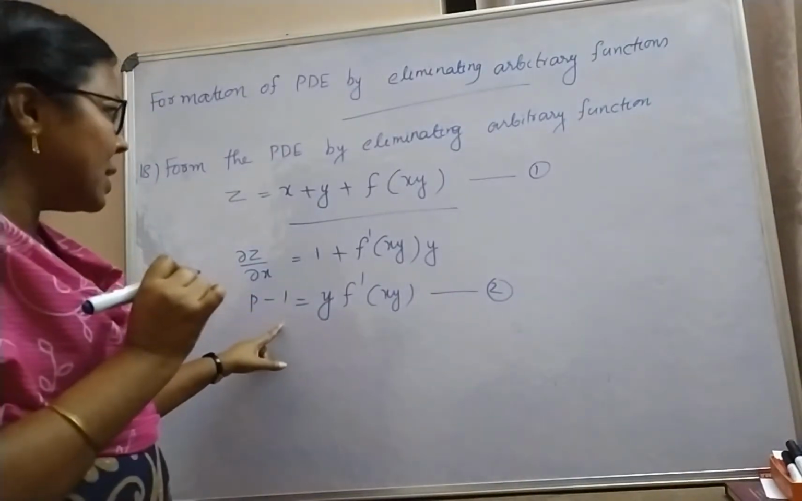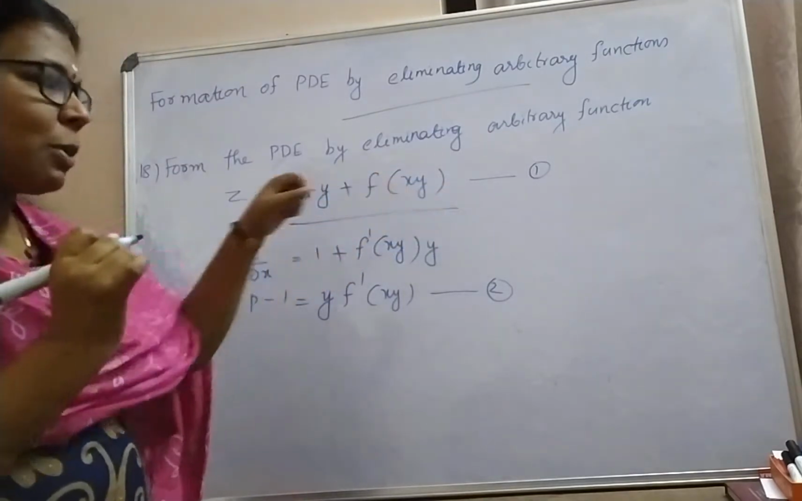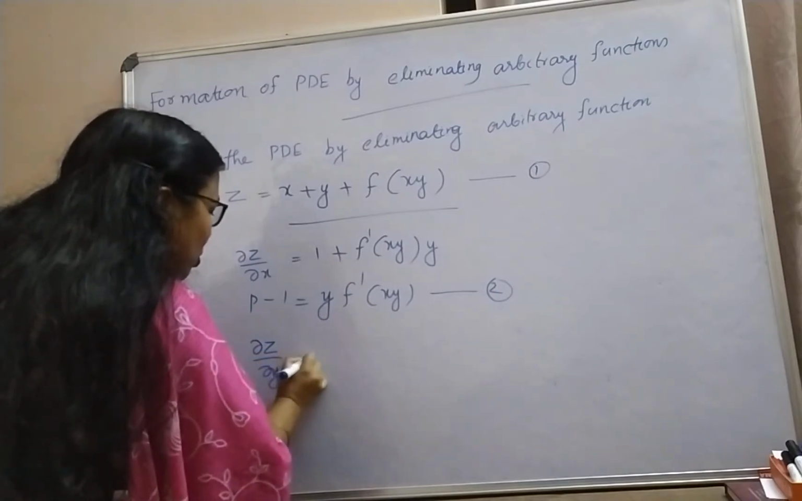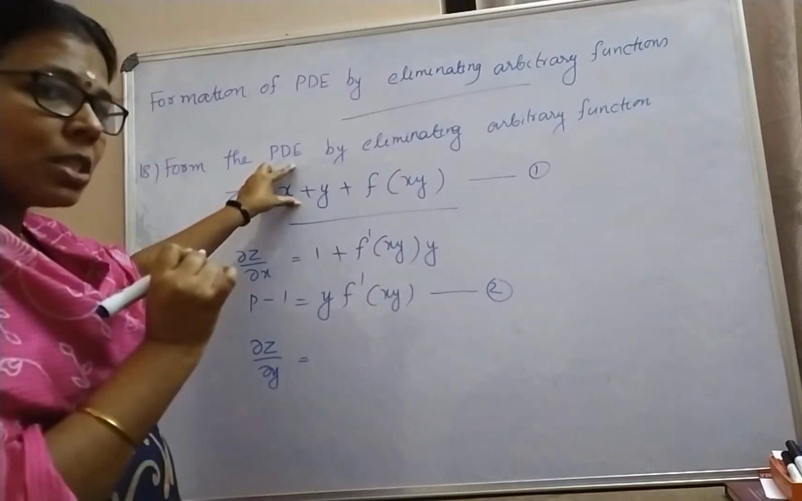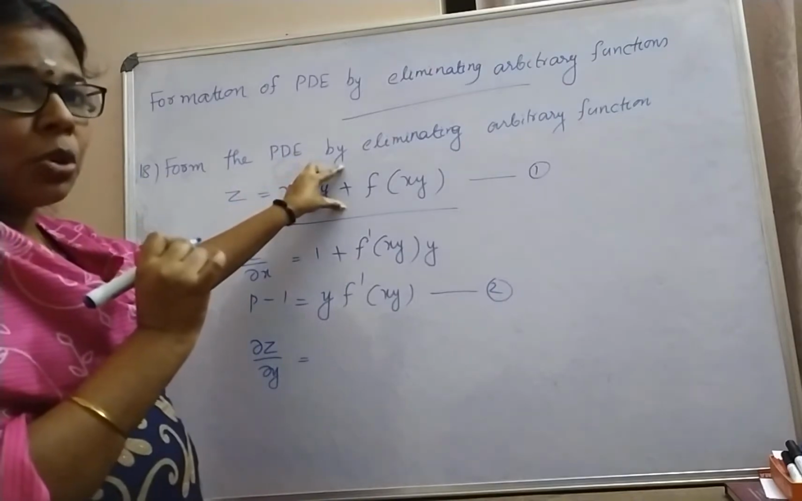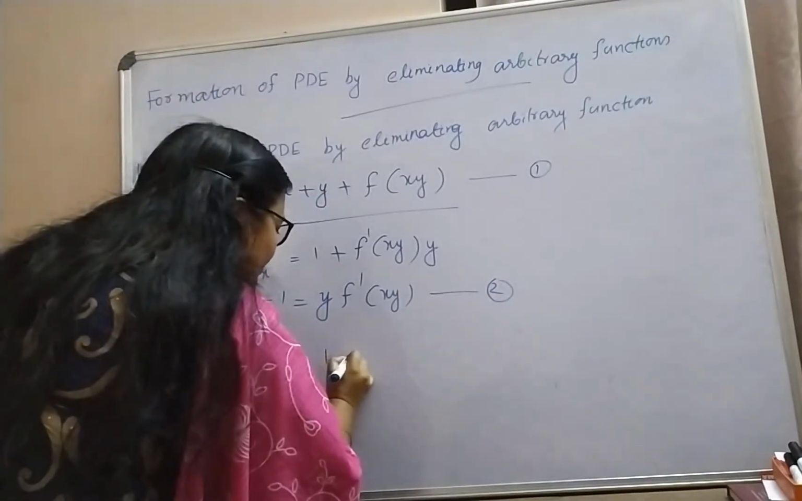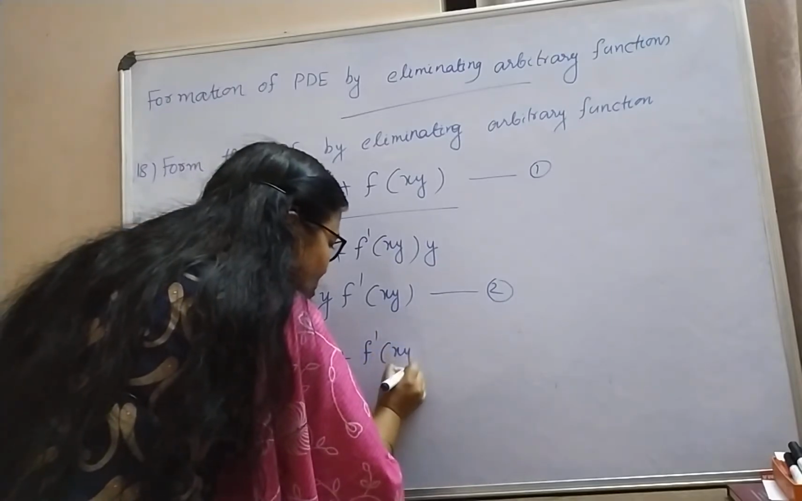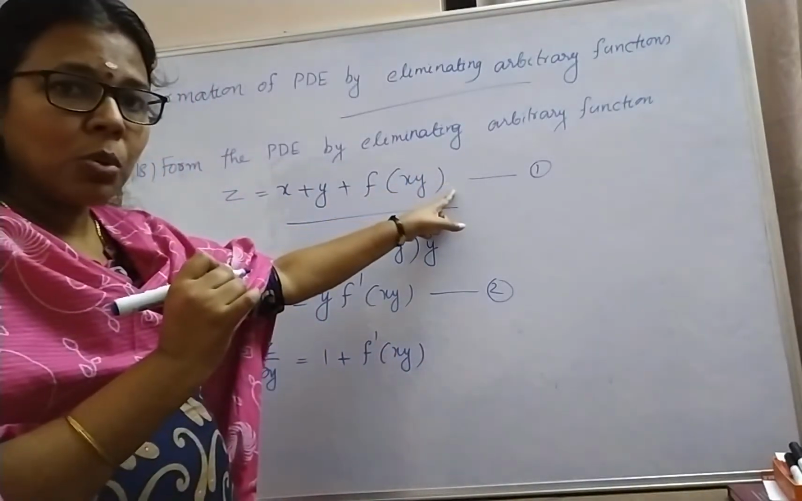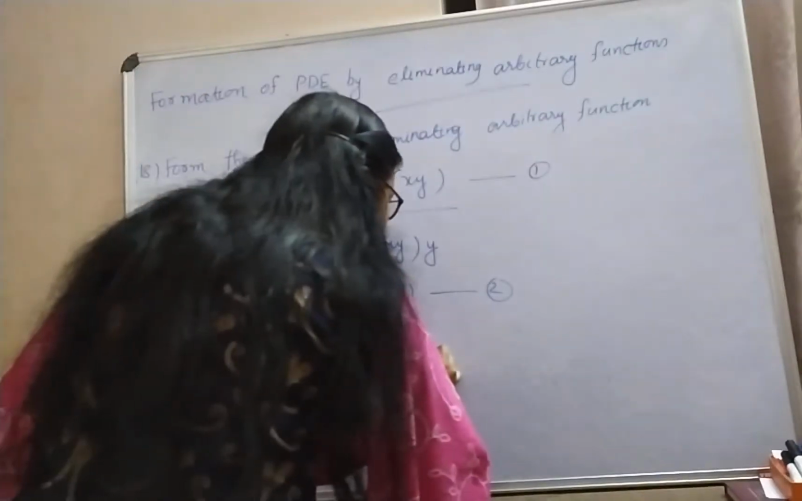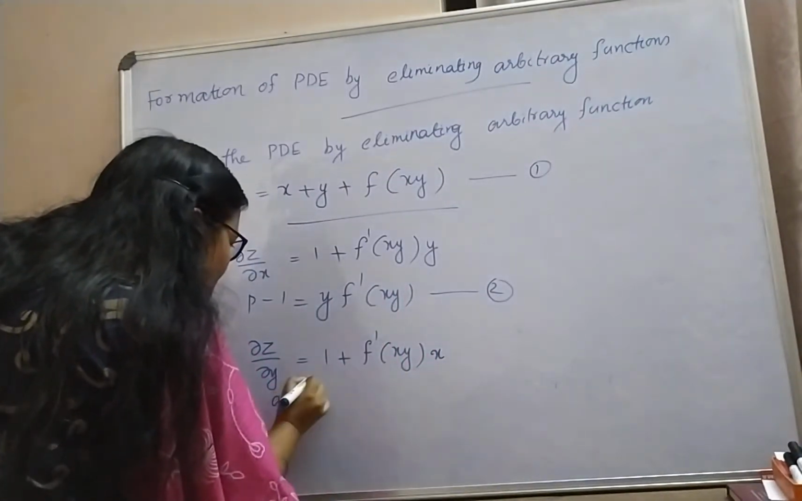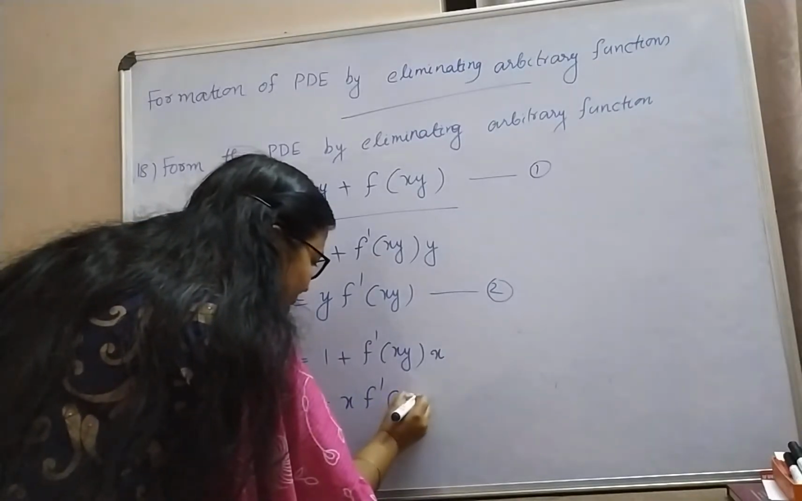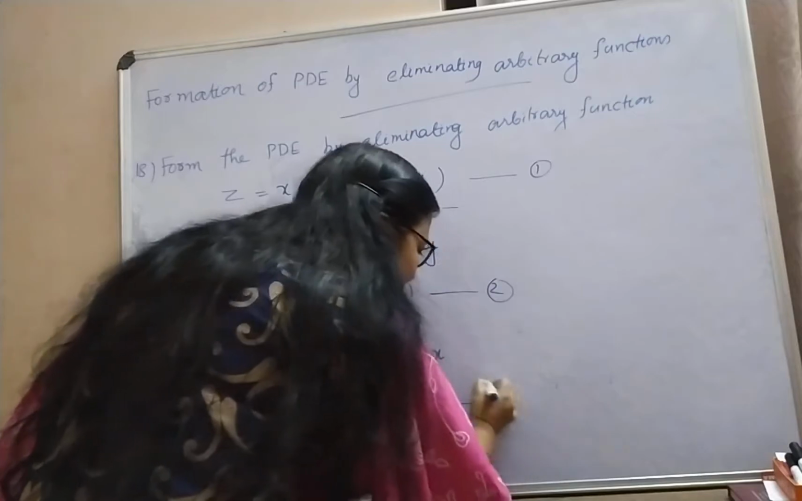Then partially differentiating equation number 1 with respect to y, we get dou z by dou y equal to partial derivative of x with respect to y is 0. Partial derivative of y with respect to y is 1. Partial derivative of f of xy is f dash xy into partial derivative of xy with respect to y, which is x. That is, q minus 1 equal to x f dash xy. Put it as equation number 3.